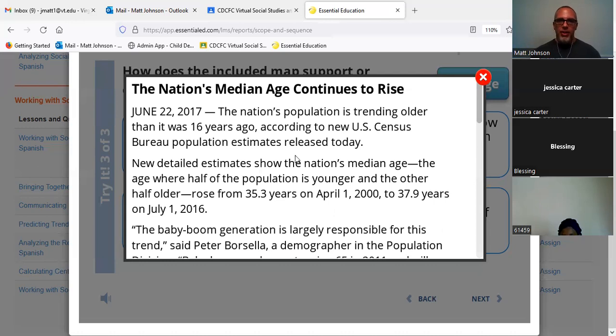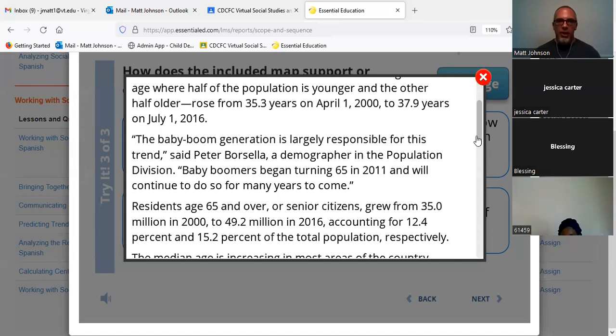The baby boom generation is largely responsible for this trend, said Peter Borsella, a demographer in the population division. Baby boomers began turning 65 in 2011 and will continue to do so for many years to come. So we hear about generations, right? Baby boomers are people that were born after World War II. They call them the boom because after World War II, you had soldiers coming back, you had people starting families. There was a big population spike in that generation.